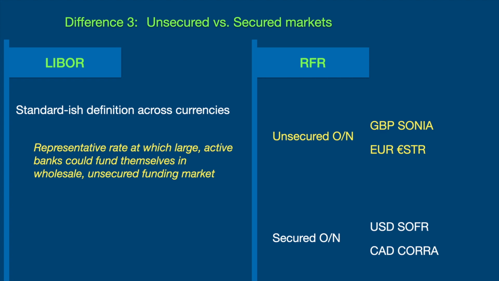For example, for the USD, they could have used the current main overnight index, effective federal fund rate, which is unsecured, but the quantitative easing and the payment of interest on excess reserves have actually diminished the markets. SOFR, which is based on repo transactions, is a better choice in terms of market activity.